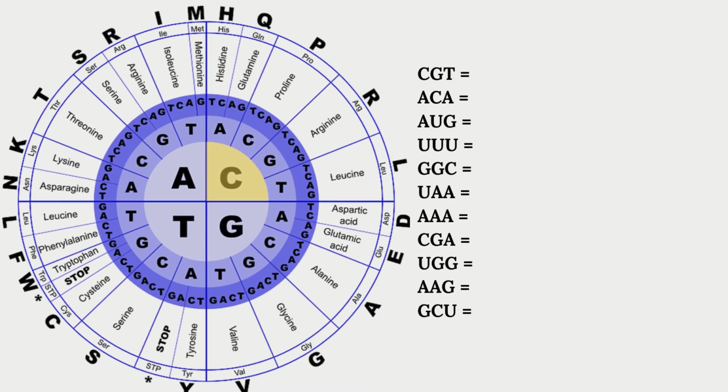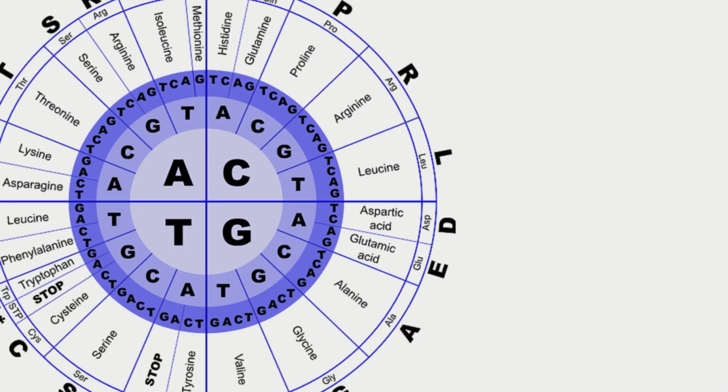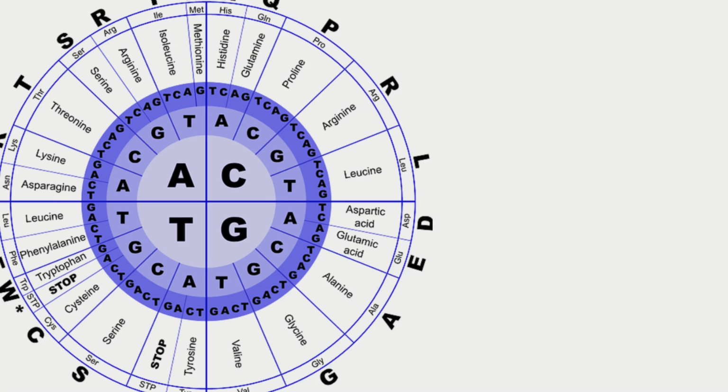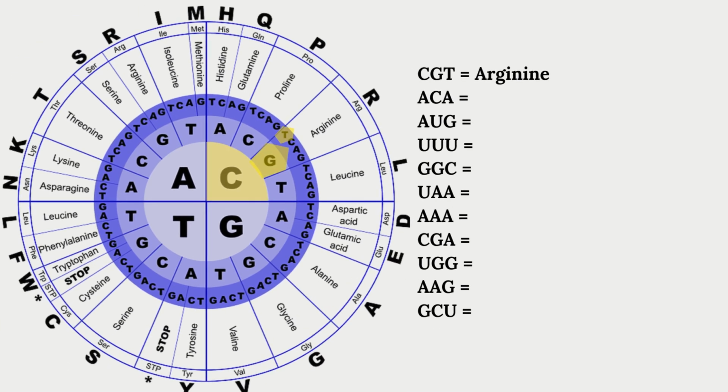You're going to see that the C is right there in the middle. We're going to start in the center and find the C. The next letter is G, so we're going to go to the G. And then the last one is T. So you can see the T, and the protein name would be arginine. So that would be the amino acid that would build up the protein. And then I want you to go ahead and pause this video and decode the rest of these.